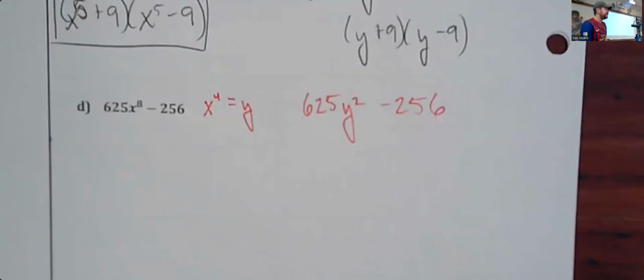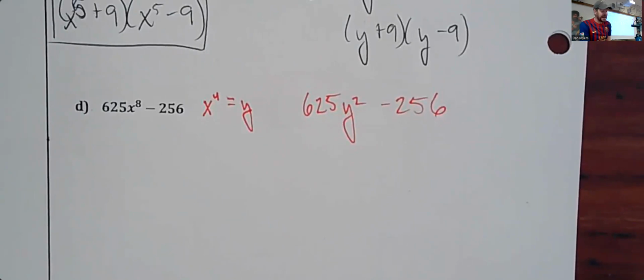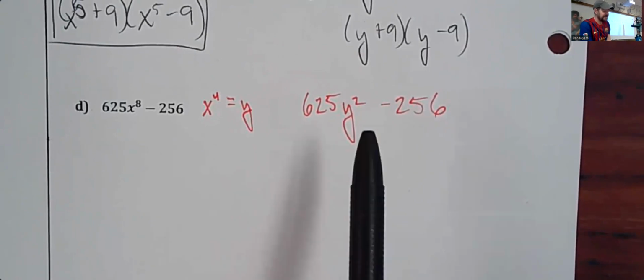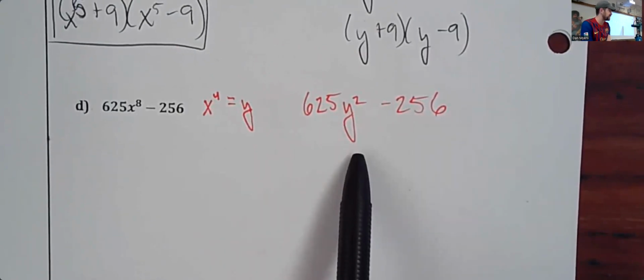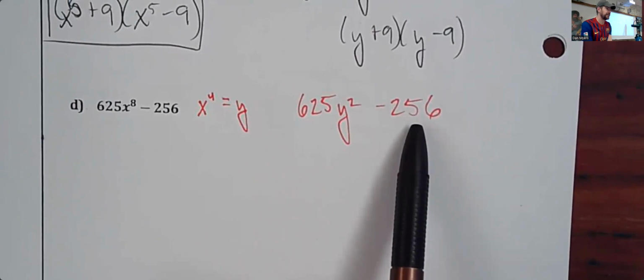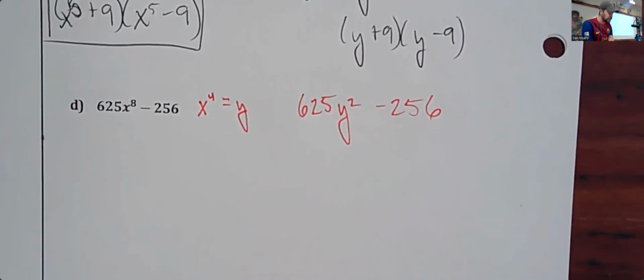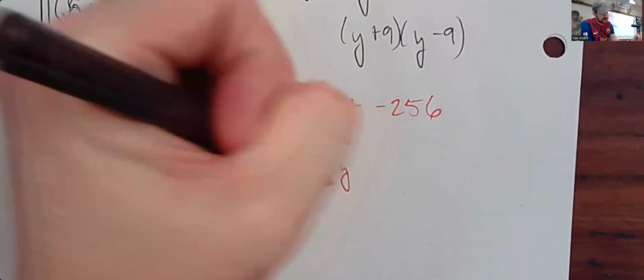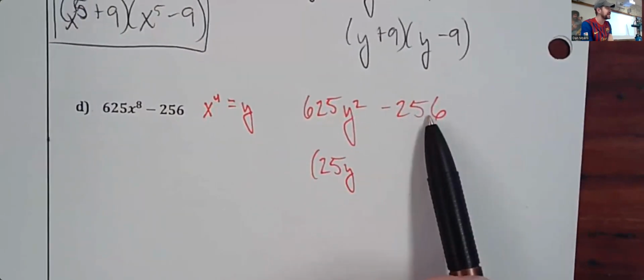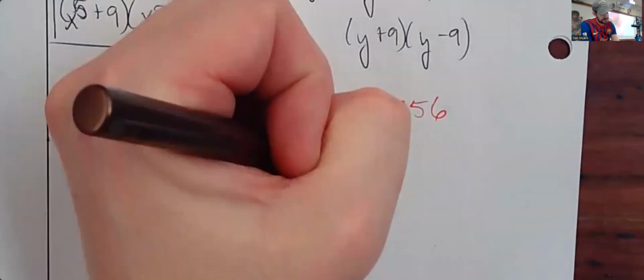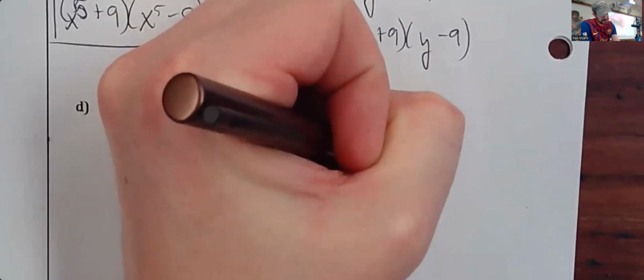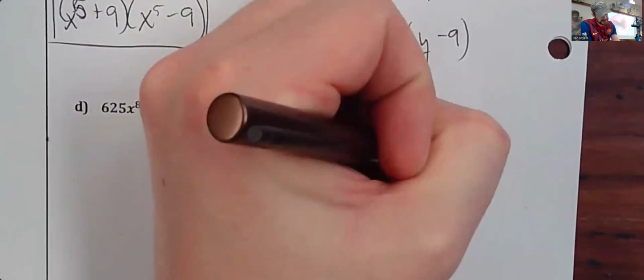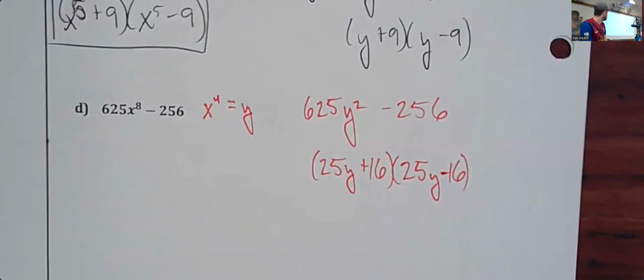And then what we're going to do is try to factor that. And just so you know, this is a difference of squares. 625 is a perfect square. Y squared is a perfect square. 256 is a perfect square. What's the square root of 625? 25. So that would be 25y, because we square root both of those. What's the square root of 256? 16. So 25y plus 16 times 25y minus 16. Difference of squares.